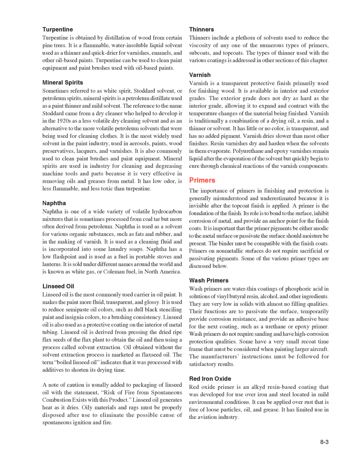Thinners. Thinners include a plethora of solvents used to reduce the viscosity of any one of the numerous types of primers, subcoats, and topcoats. The types of thinner used with the various coatings is addressed in other sections of this chapter. Varnish. Varnish is a transparent protective finish primarily used for finishing wood. It is available in interior and exterior grades. The exterior grade does not dry as hard as the interior grade, allowing it to expand and contract with the temperature changes of the material being finished.